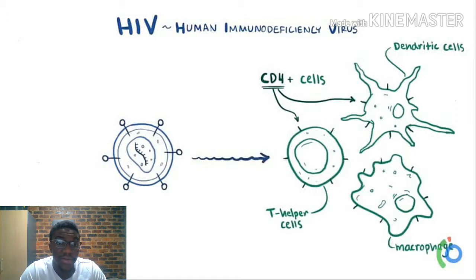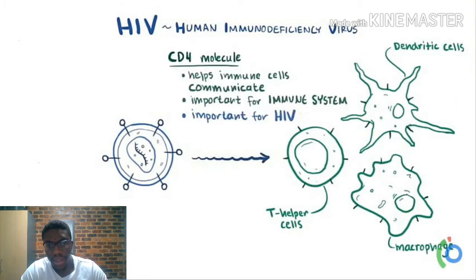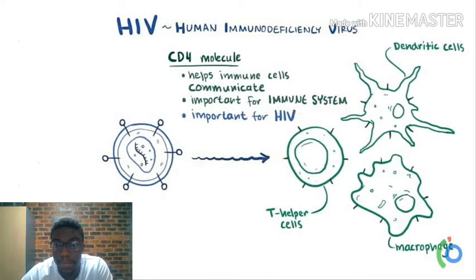HIV targets specific cell groups called CD4 cells. CD4 is a receptor that is expressed on the surface of many cells. This includes alpha T cells, macrophages, and dendritic cells. The CD4 is essential for cell-to-cell communication, hence it is important for normal function of the immune system. HIV hijacks these receptors in order to gain access to the cell.